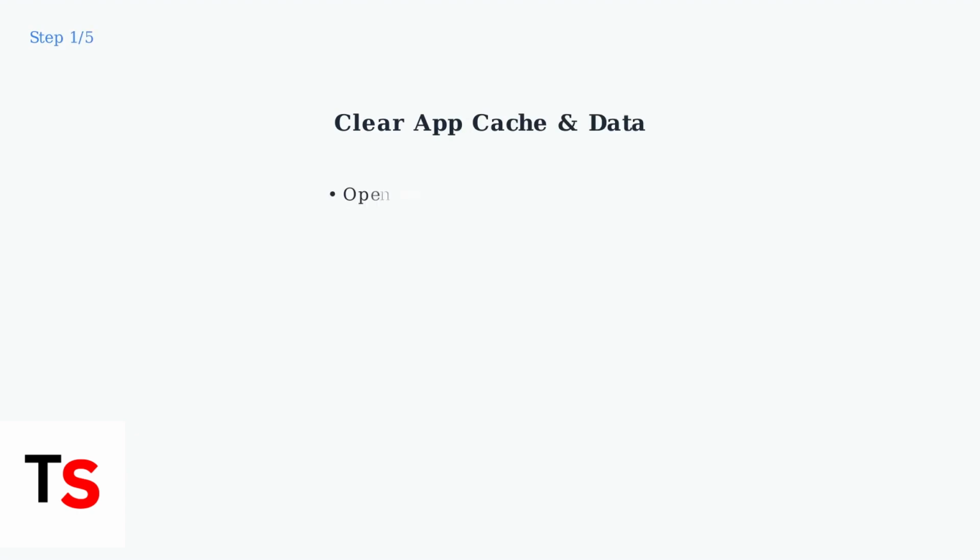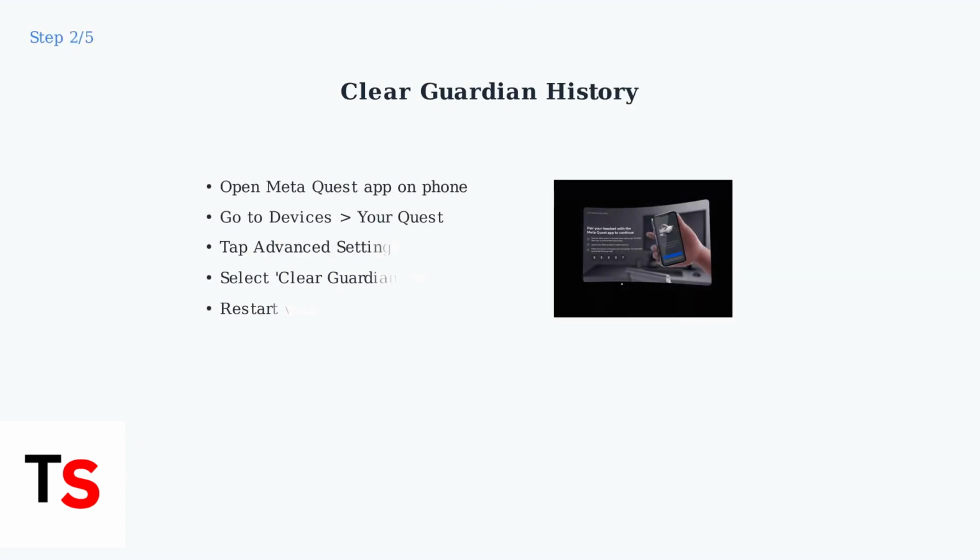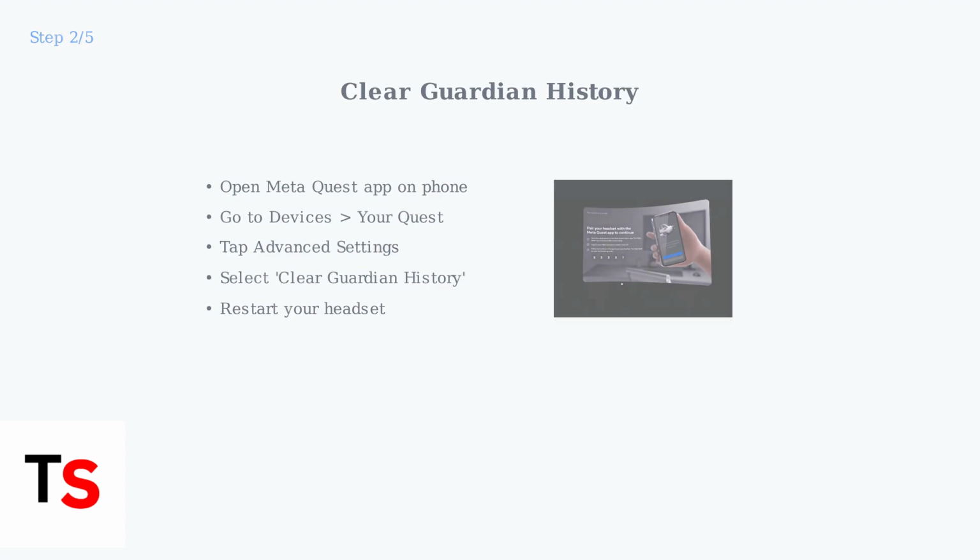First, clear the cache and data of your Oculus app. This removes temporary files that may be causing conflicts and forces the app to rebuild its data from scratch. Next, clear your Guardian history through the MetaQuest app. Navigate to Devices, select your Quest headset, go to Advanced Settings, and tap Clear Guardian History. This resets your play area boundaries.